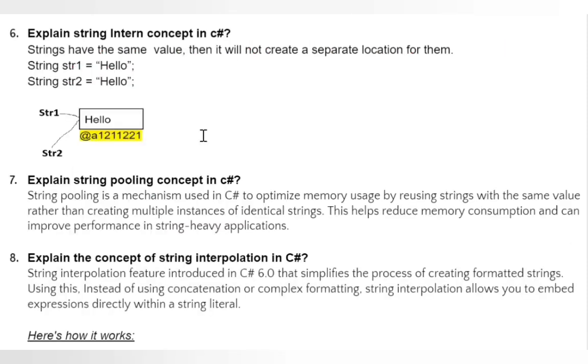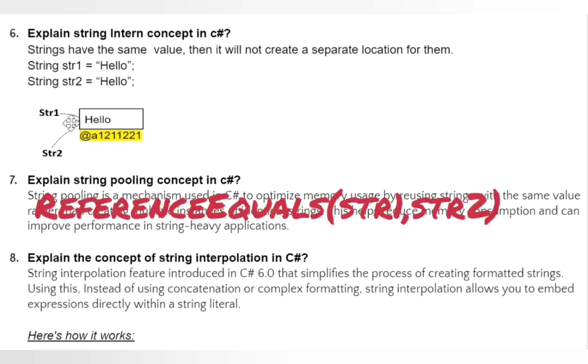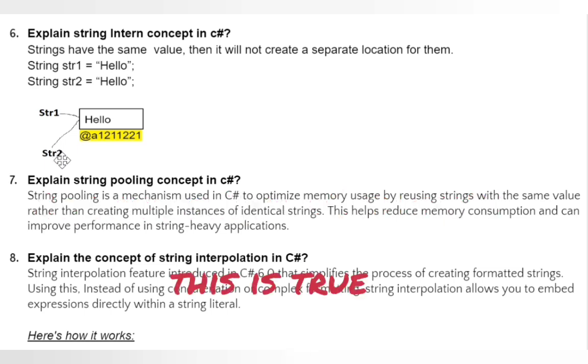Okay, so now let's move to the example of reference equal. Here, if you can see, both these variables have the same values. As per the string intern concept, they will reside in the same memory location. So if you do reference equal on str1 and str2, it will give you true, since they both point to the same memory location. Okay, so their references are equal.